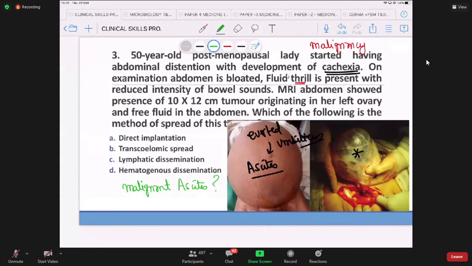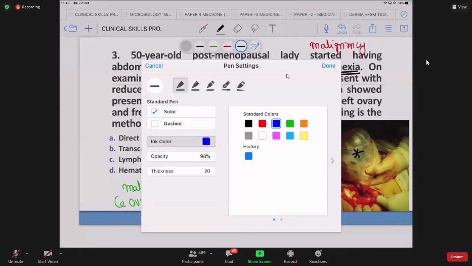Why am I saying malignant ascites? Because in this question there is definitely evidence of tumor. He has himself given that, and he's telling you that there is free fluid in the abdomen. He has himself written free fluid in the abdomen. So the majority of information is given in the first 5 lines of the question. He's simply asking that malignant ascites is due to ovarian cancer, carcinoma ovary, and how does it spread?